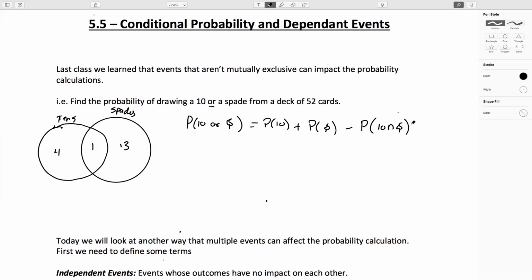We can now plug our numbers in. There are 4 10s in the deck, and there's 52 cards. So the probability of a 10 is 4 over 52. There's 13 spades in the deck, and 52 cards means 13 over 52 is our probability for spades. However, there's one spade that's also a 10, so we have to subtract 1 over 52 to account for that. So in this case, 4 plus 13 minus 1 gets us 16 over 52. And we'll end up with a probability of about 30%, 31%.